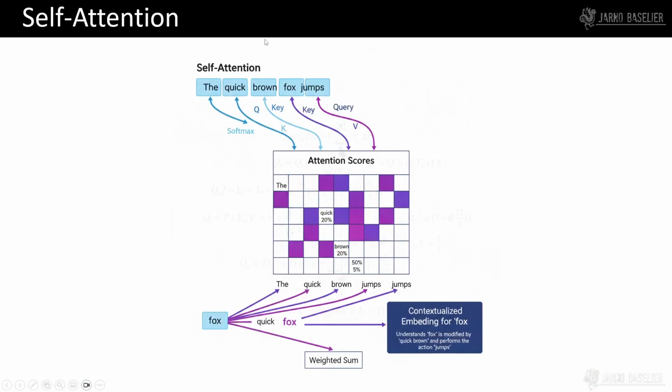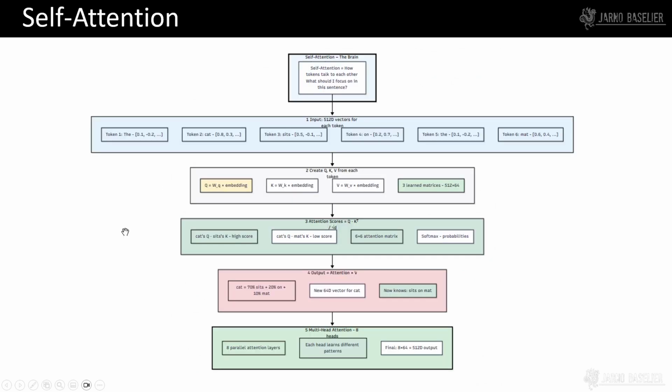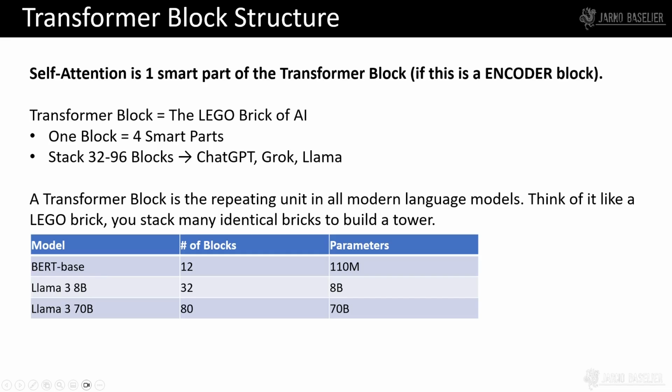And here we see another self-attention diagram where the quick brown fox jumps, where each vector gets a Q and a key. And then we get some attention scores in the matrix where the scores are being calculated. And finally, it understands fox is modified by quick brown and performs the action of jump. And this outputs the weighted sum of all those words and how they relate to each other. And this is in another schema, basically the same thing that we just told.